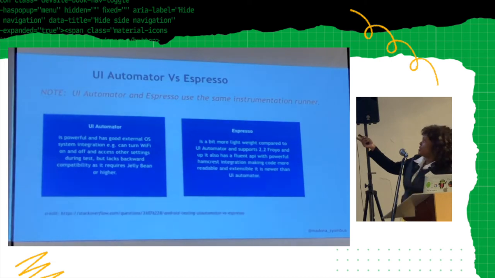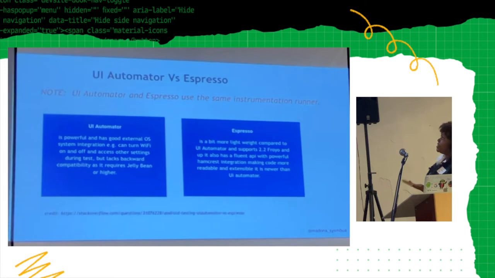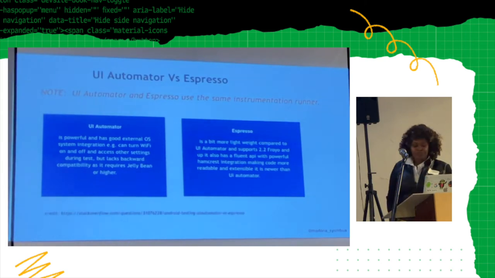So here, as you can see, the UI Automator is powerful and has good external OS system integration, e.g. you can turn Wi-Fi on and off and access other settings during tests, but it lacks backward compatibility, and it requires Jelly Bean or higher. But Espresso is a bit more lightweight compared to UI Automator and supports Froyo and up. It also has a fluent API with powerful Hamcrest integration, making code more readable and extensible. It is newer than UI Automator. So as you can see, with the two differences, Espresso definitely wouldn't be bad to write the tests in. That's what I would say based on the two examples.